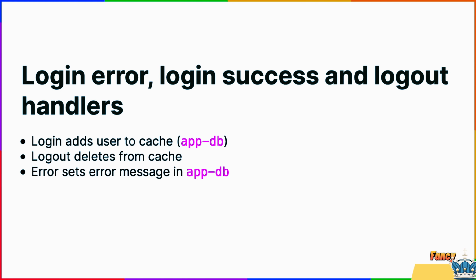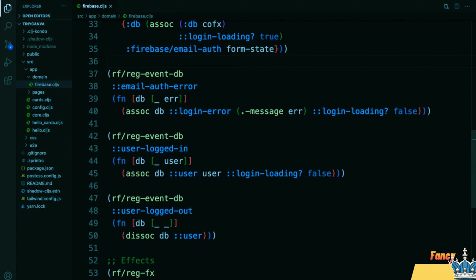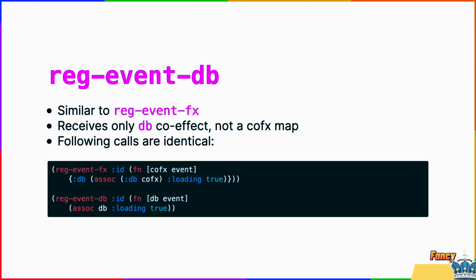Let's create the login success, error and logout handlers. The event handlers of the login and logout dispatch will add or remove this user from AppDB. The login error handler will set the error message in AppDB and unset the loading indicator. reg-event-db is similar in scope to reg-event-fx, except it receives only the db coeffect and returns the new value of db, unlike reg-event-fx that receives all coeffects and returns an effects map. Since most front-end events only change the AppDB, re-frame provides us with this shorthand. These two calls are identical.